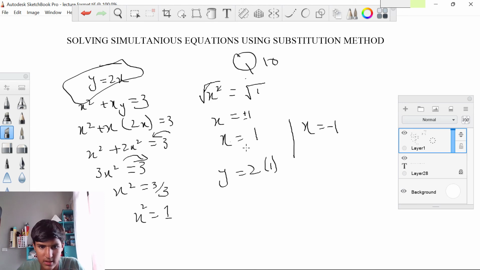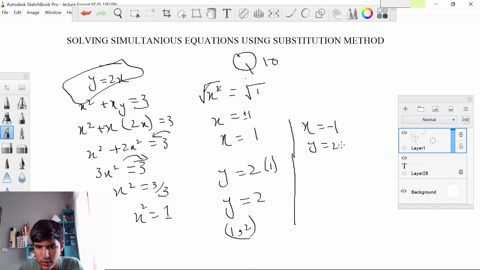Now we're going to substitute into the equation y is equal to 2x, because here it says y is equal to 2x and we found the value of x. Y is equal to 2 into 1, y is equal to 2. So 1 comma 2. Over here we have y is equal to 2 into minus 1. Y is equal to minus 2. And then the answer is minus 1 comma minus 2.